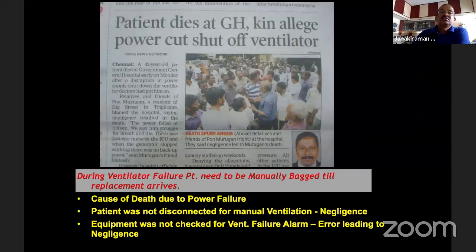Look at this. Another one at Madras GH. See, these are all very few cases which come to light. There are many cases that do not come to light at all.